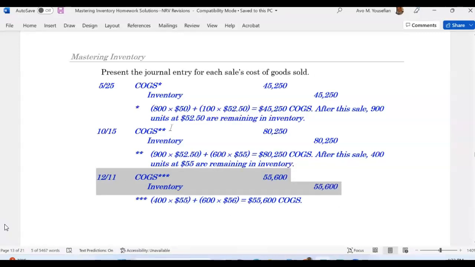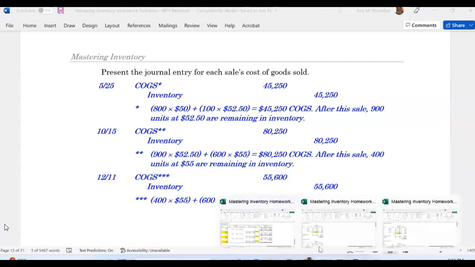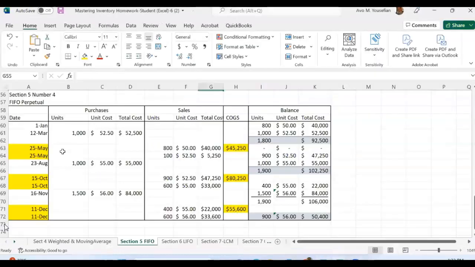Now, how do you get these numbers? Let me show you on Excel. It's easier. Here is the Word document with answers, but I'd like you to see the Excel. So here we go. We had the beginning inventory already. We purchased another 1,000 at 52.50, and that's the total cost.